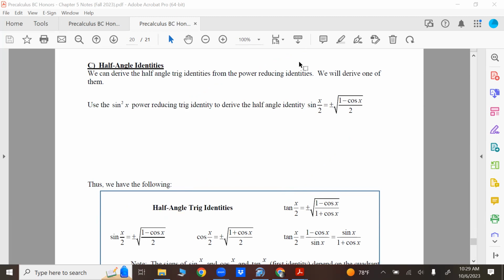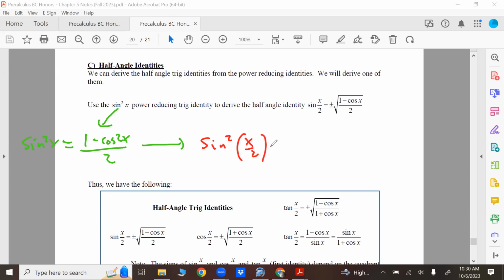So you can use the power reducing formula to derive the half angle identity. So we know, again, we know this to be true: sine squared x equals 1 minus cos 2x over 2, right? We know this. So if I change this to sine squared of x over 2, then what about this side? Well, if I change this angle, if I take half this angle, I better take half this angle on the other side. We just talked about that yesterday, right?